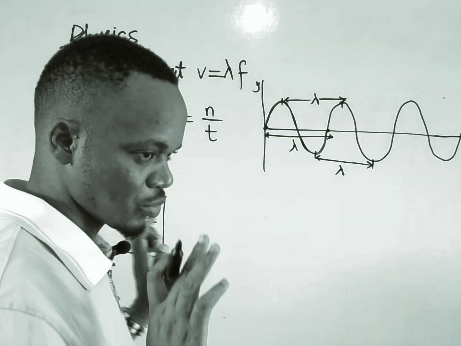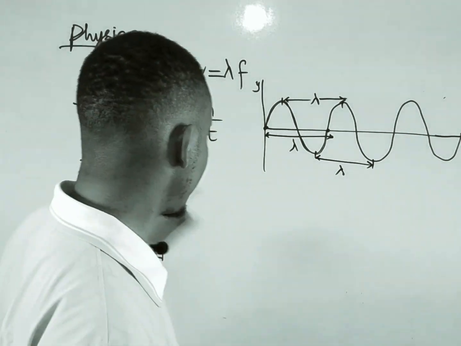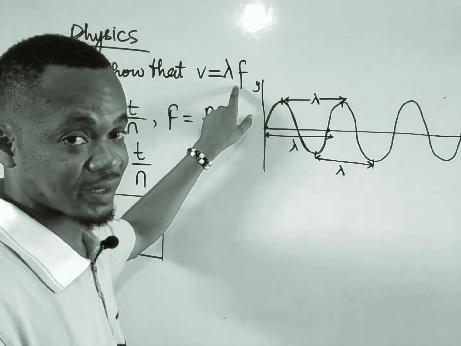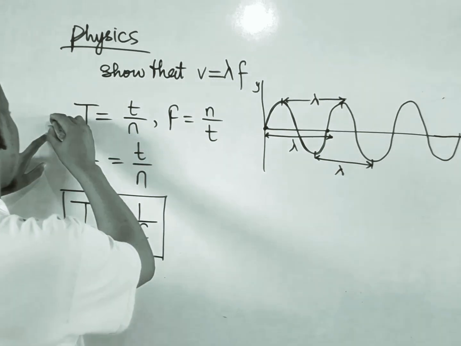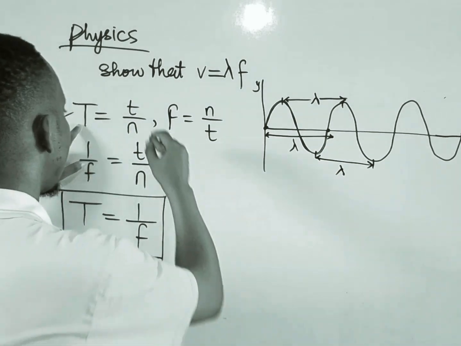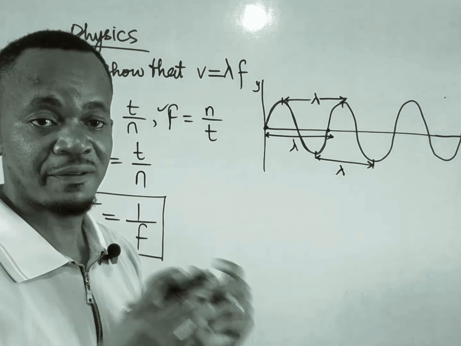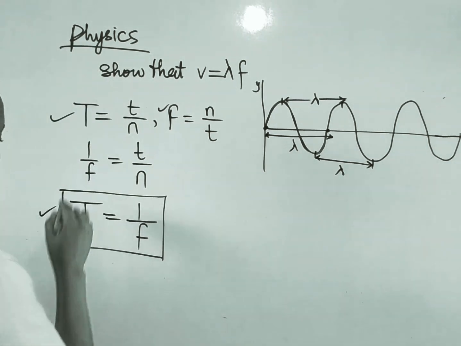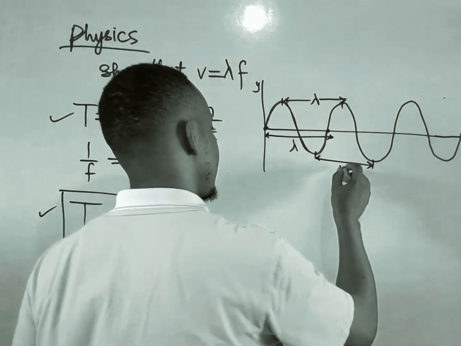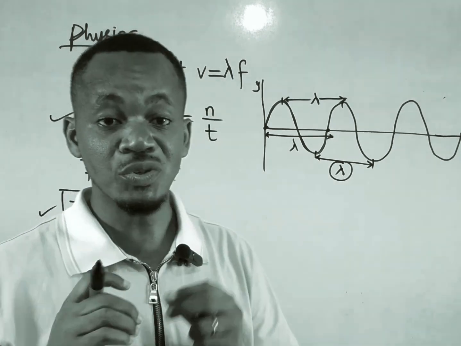I have put it there so that you know. Another thing, don't forget that we are coming here. So I have talked about period, I have talked about frequency, and I have shown the connection between frequency and period. I have also talked about wavelength, so wavelength is this. Now let's talk about speed.